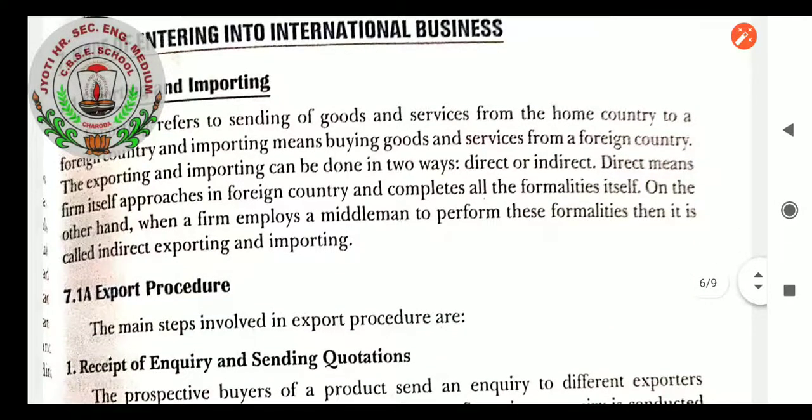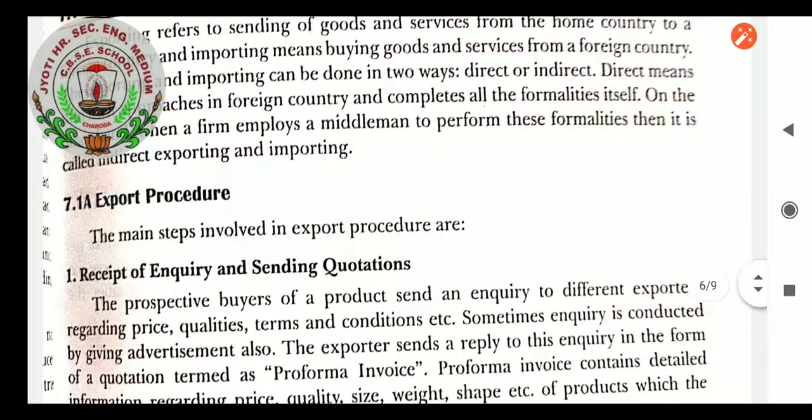On the other hand, when a firm employs a middleman to perform this formality, it is called indirect exporting and importing. Export procedures, let us start. What do you mean by procedure, student? First of all, it is the step by step process of sending goods from one country to another country, selling them off. Like from our home country we are selling goods to another foreign country. It is known as export.